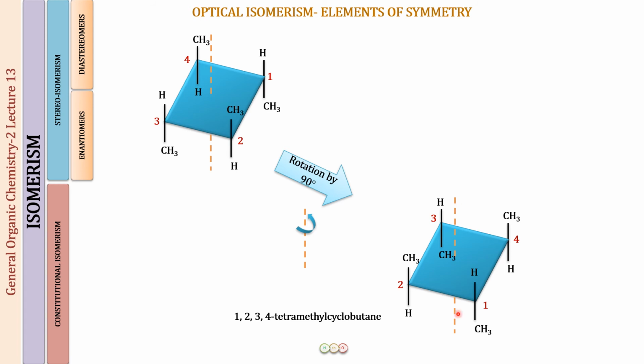So this is the axis of symmetry, which we call the 4-fold axis of symmetry. With a 90 degree rotation, we are getting the same molecule. I hope this is clear.